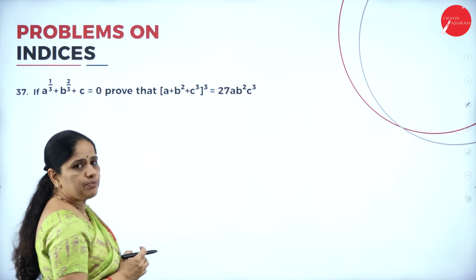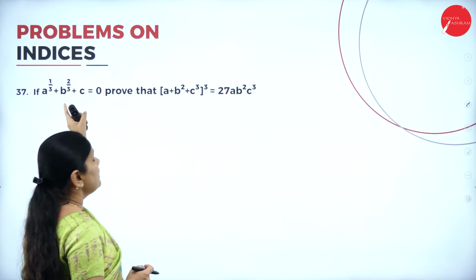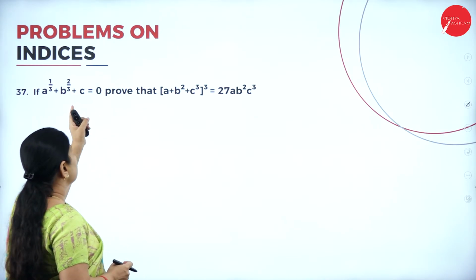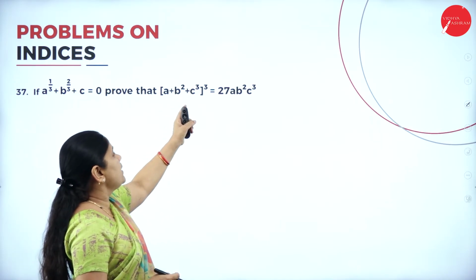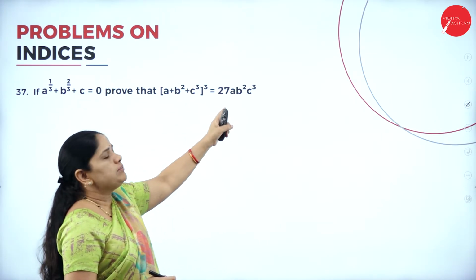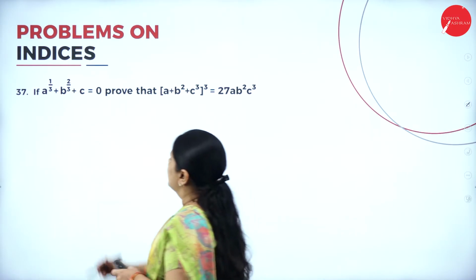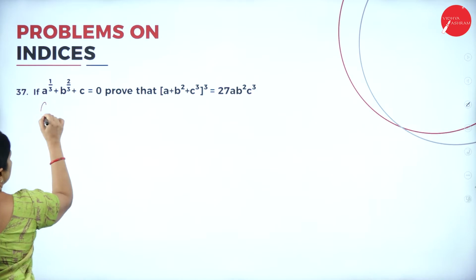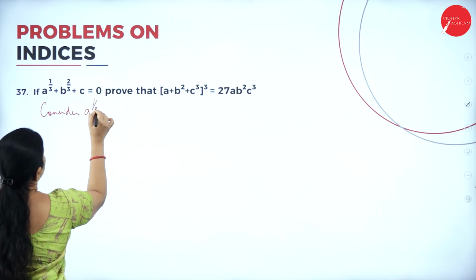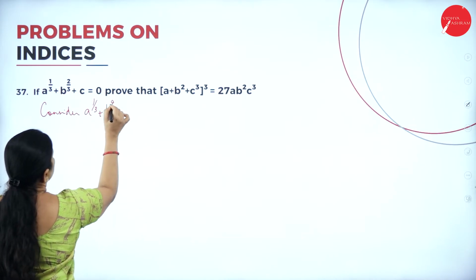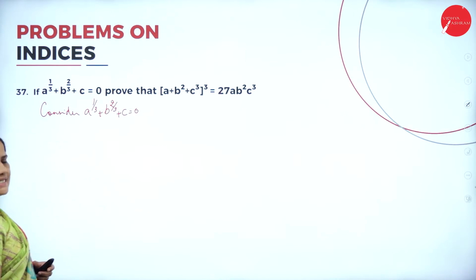Now, the next problem is, if a to the power of 1 by 3 plus b to the power of 2 by 3 plus c equals 0, prove that a plus b square plus c cube the whole cube will be equal to 27 ab square and c square. Now, consider a to the power 1 by 3 plus b to the power 2 by 3 plus c equals 0.